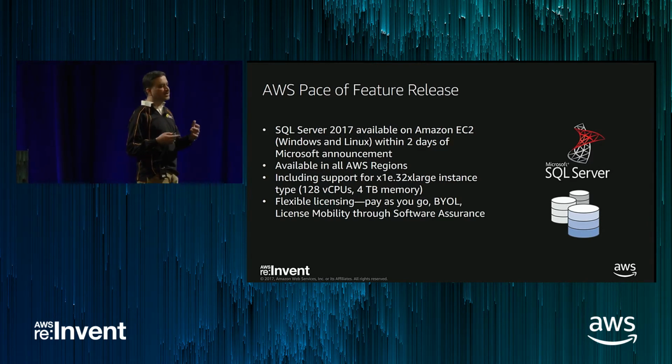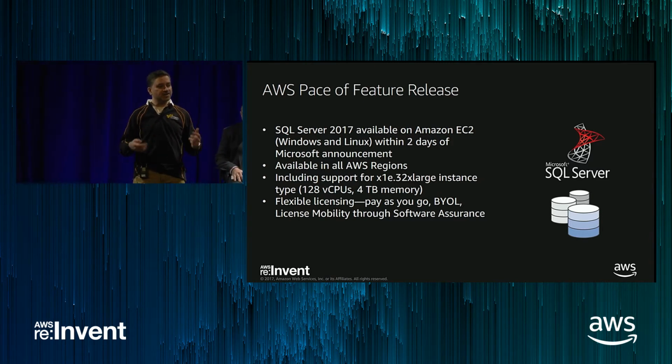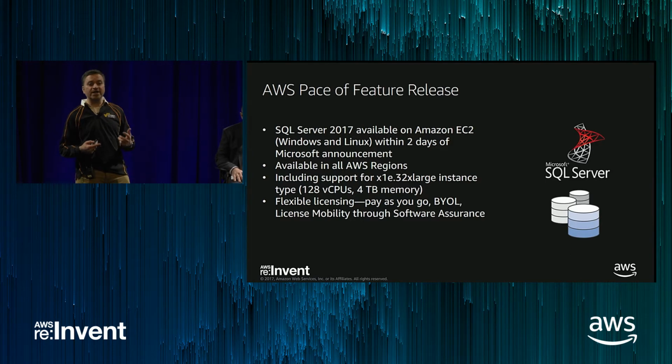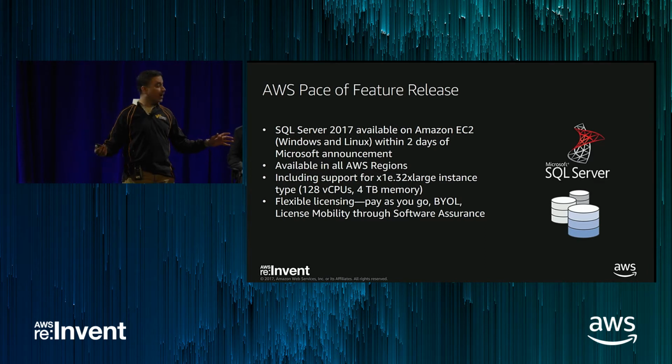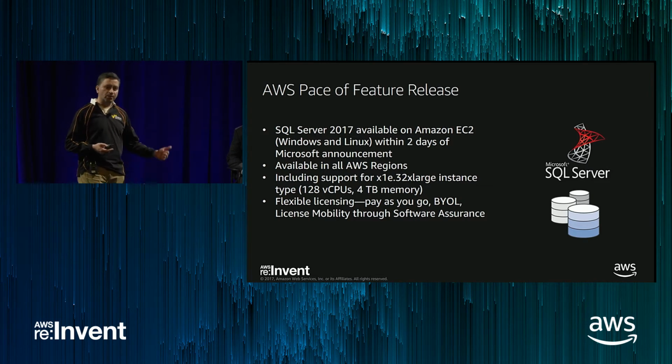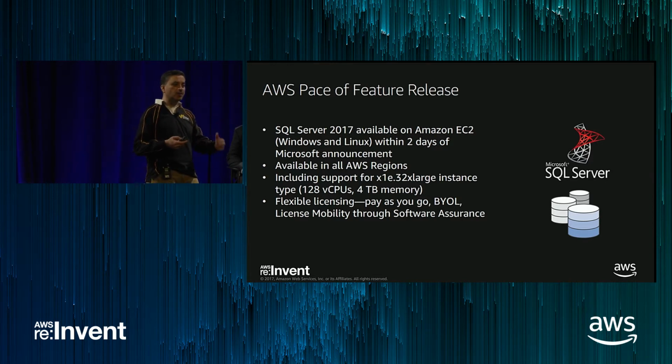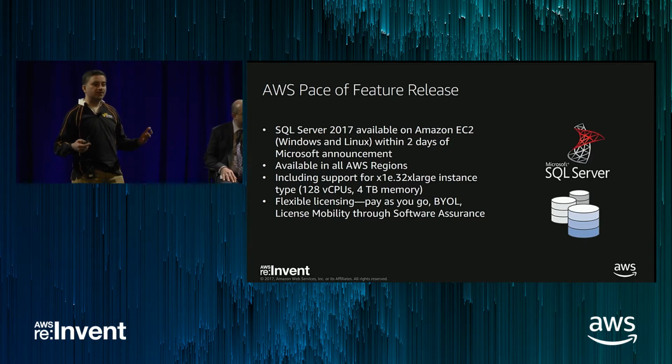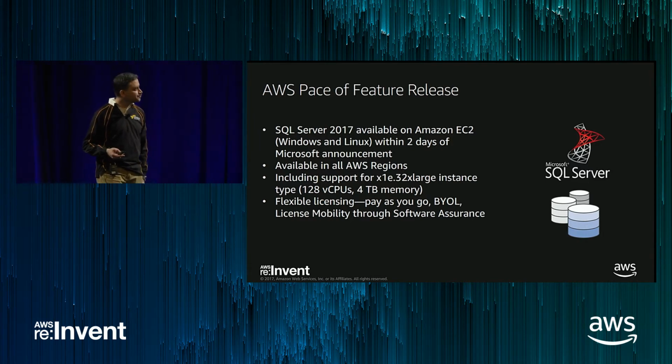So just to mention the pace of feature release: we are trying to make sure that our customers are taking advantage of the full capabilities of the AWS platform. We have made that available in all AWS regions worldwide, with support for larger instance types. The X1 type instance is pretty cool, pretty good for running large enterprise SQL Server databases. And again, with flexible licensing options, you can bring your own license, you can use our own options, or you can also go with a license mobility option through software assurance. So all those features are made available to you today.